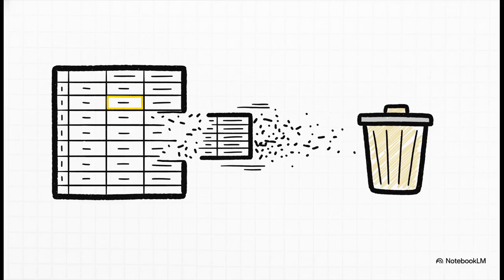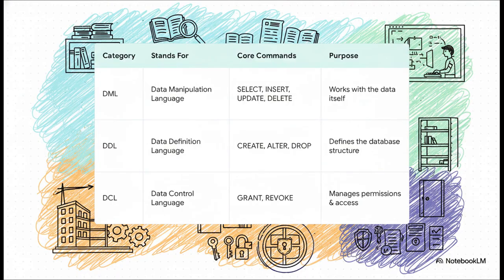It's simple, it's direct, and it's permanent. Now these commands, they're not just some random list. They're actually grouped into three little sublanguages. First, you have DML, the data manipulation language. Those are the action words we just talked about for working with the books themselves.